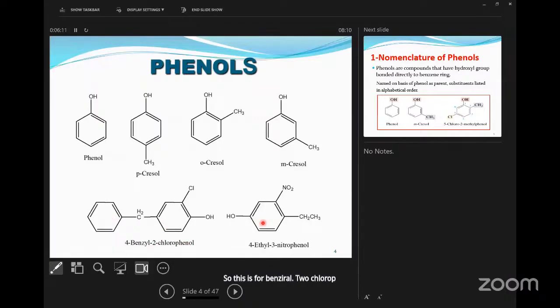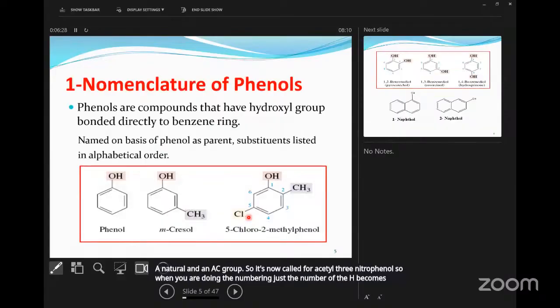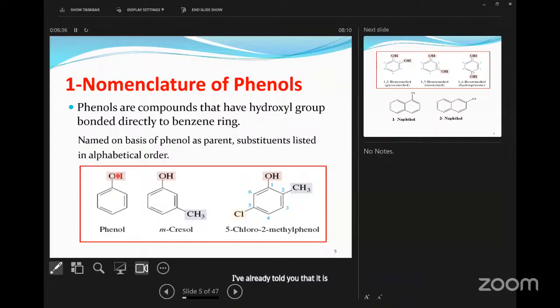And the other one, the phenol, is carrying two different substituents, a nitro and an ethyl group. So it is now called 4-ethyl 3-nitrophenol. When you are doing the numbering, the carbon bearing the OH becomes number one. Okay, let me just go to the nomenclature of phenols. This is the phenol. I've already told you that it is the parent compound that carries the OH.